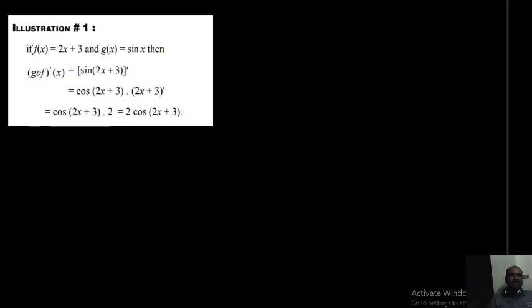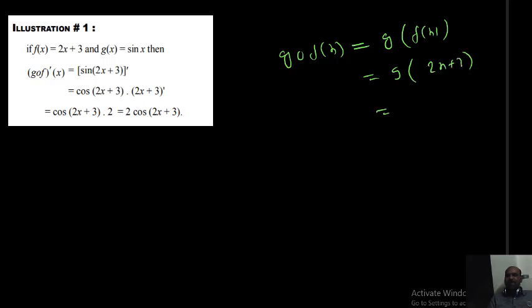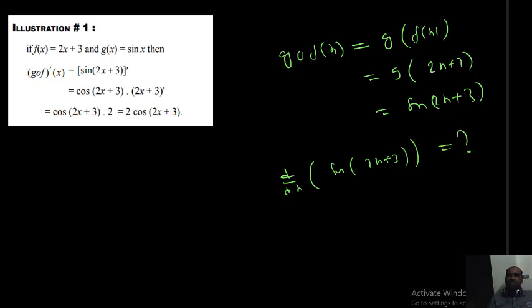One example is given, students. Observe: f of x is given, g of x is given. You want to find g circle f, and after that you need to find its derivative. g circle f of x, I want. According to the definition, that is g of f of x. So g of f of x means g of 2x plus 3, which is sine of 2x plus 3. So indirectly, what is asked? d by dx of sine of 2x plus 3 equals question mark.